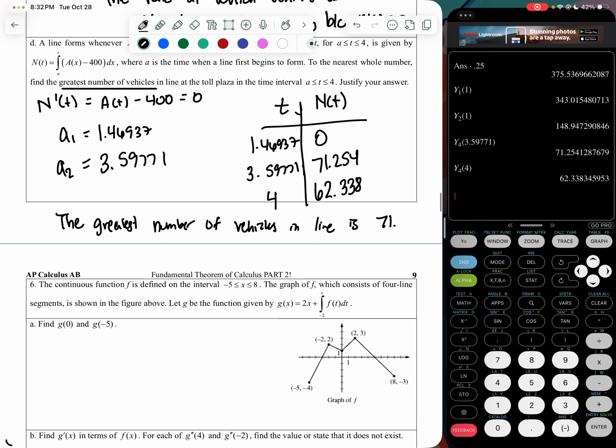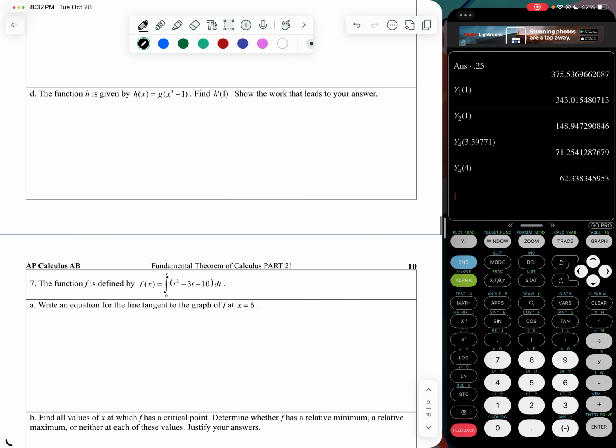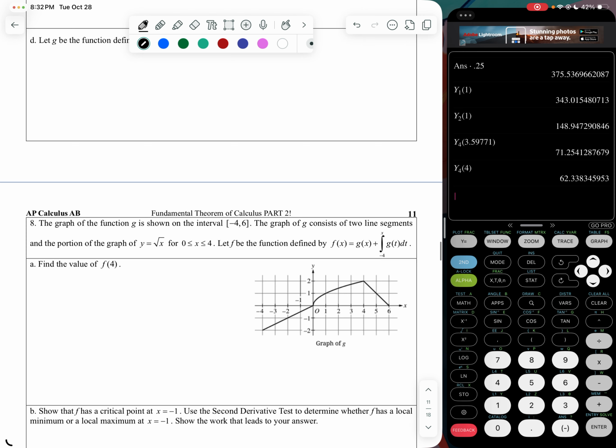All right, for number 6, we are going back to no calculator. And 7 and 8.